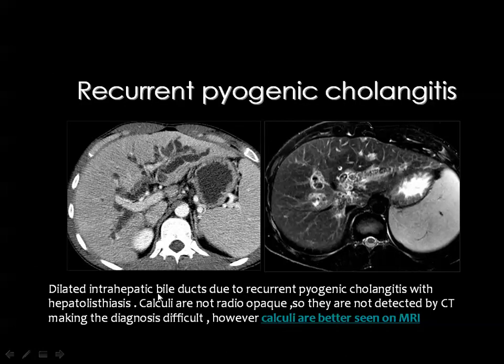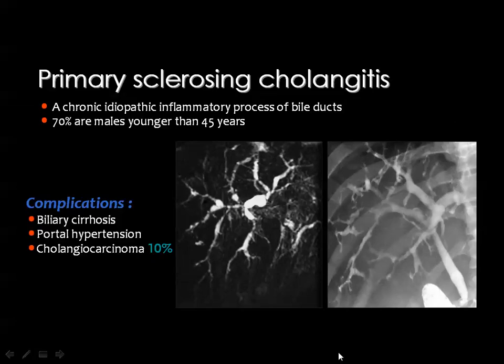Sometimes you cannot see the stones inside the dilated biliary radicals by CT because they are made of cholesterol, and you know cholesterol is of hypodense texture, and the fluid also is hypodense, and they may be difficult to be detected. But this is one of the advantages of MRI, to detect the calculi inside the biliary radicals, confirming the diagnosis of pyogenic cholangitis.